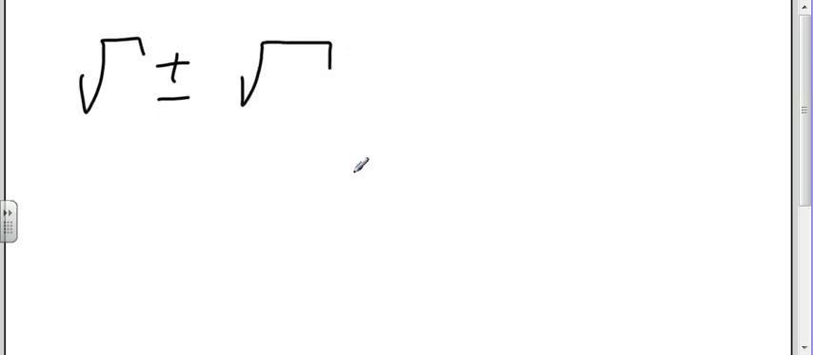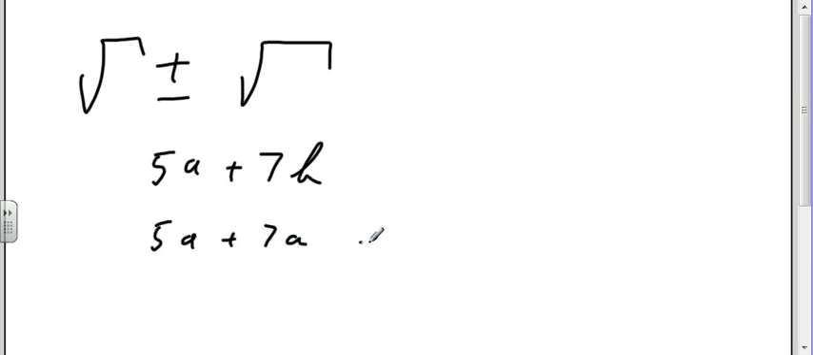All right, now we're going to add and subtract radicals. That seems like a good idea. And so we're probably going to have to simplify them first. If I had 5a plus 7b, can I simplify that? No, I can't. But if I had 5a plus 7a, I could say that that's 12a, right? So I'm doing the same thing. My radicals have to be the same guy in order for me to add them.